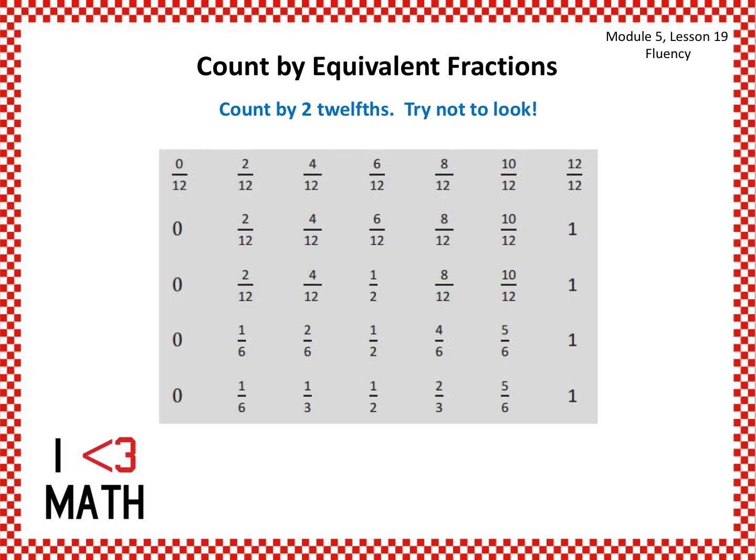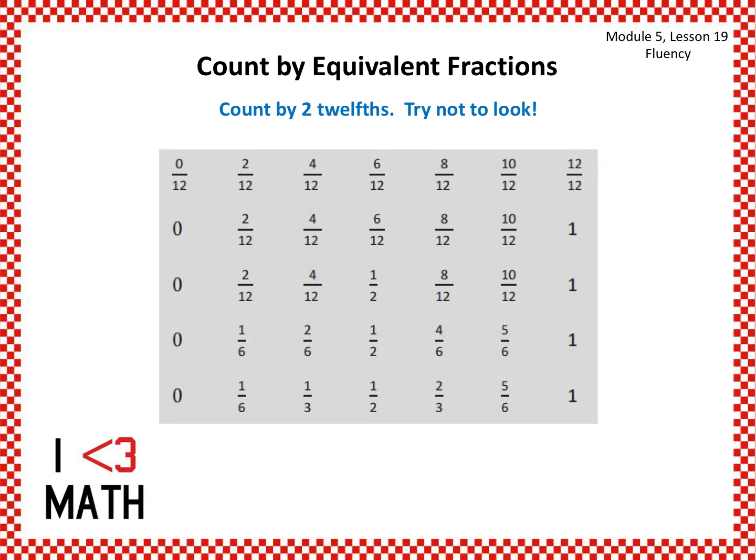This is Fluency Module 5, Lesson 19, and we are once again starting with counting equivalent fractions. So we're going to do twelfths this time. And we'll start with 0 twelfths and go up to 12 twelfths. And we're counting by 2 twelfths. So 0 twelfths, 2 twelfths, 4 twelfths, 6 twelfths, 8 twelfths, 10 twelfths, and 12 twelfths.